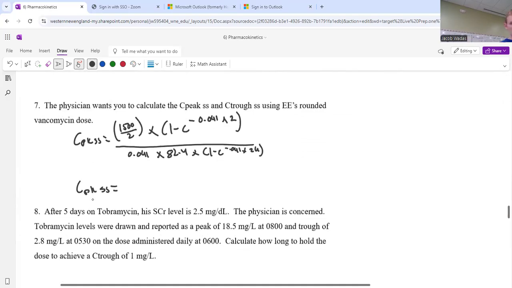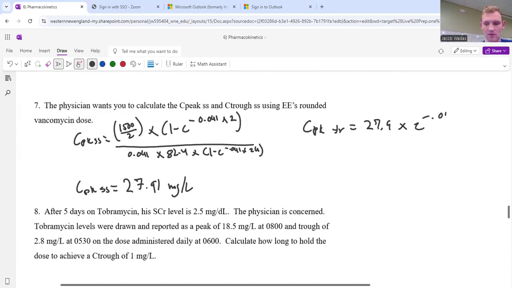All right, so C peak, we get 27.9 milligrams per liter. And then for C trough equals 27.9 times e to the negative 0.041 times tau minus time of infusion, which is 22.